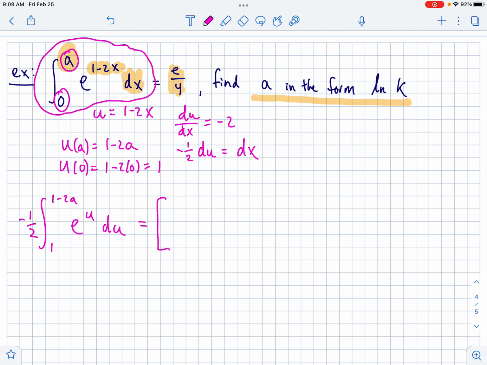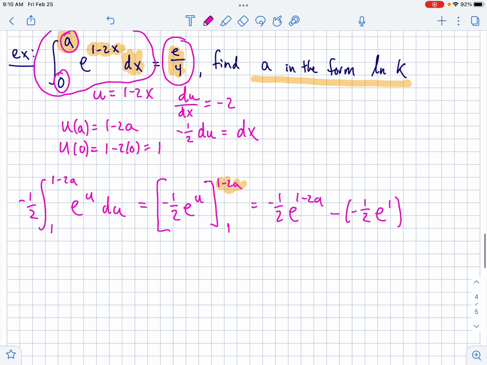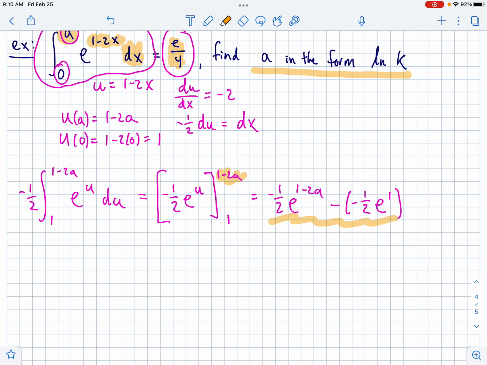Now take the antiderivative, which is pretty easy. It just remains itself. Then we'll plug the top thing in and subtract the bottom thing. So this will become negative 1/2 e to the 1 minus 2a, and then subtract a negative 1/2 e to the 1. Now, the part I haven't used yet is that all of this is equal to e over 4. So now we can rewrite this whole part and set it equal to e over 4, and then we'll try to solve for a.